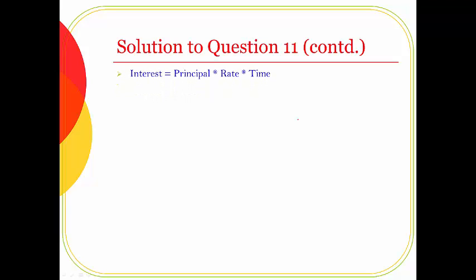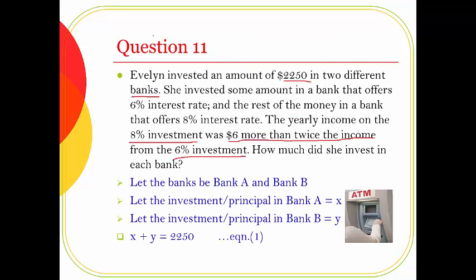Then we write the interest formula, because the interest is what? The interest on the 8% is $6 more than twice the interest from the 6%. Now, in the previous question, they gave us the sum of the annual interest, so we just added it. But in this one, the interest from the 8% is $6 more than twice the interest from the 6%.